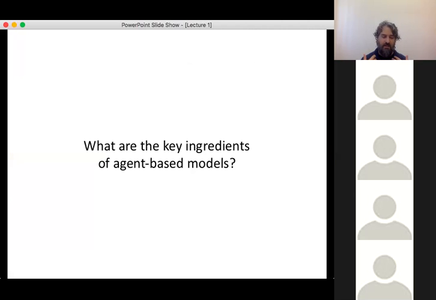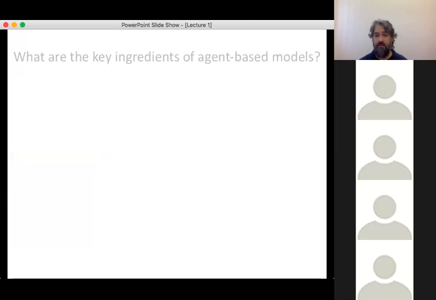Okay, so this is just a very quick set of examples that might inspire you to think about where you can apply these agent-based models or active Brownian motion dynamics and so on. To try to understand how this works, let's see what are the key ingredients for an agent-based model. And here we can see that the key ingredients, what are they?